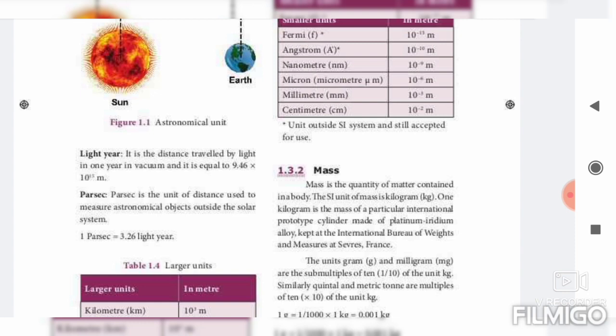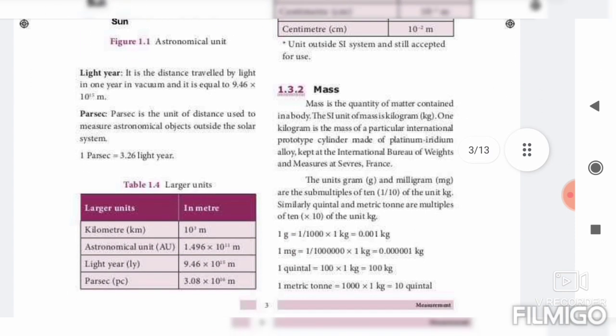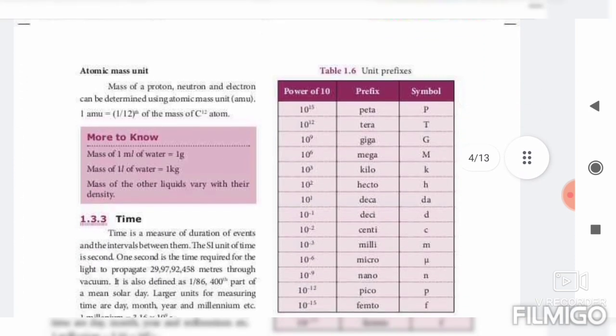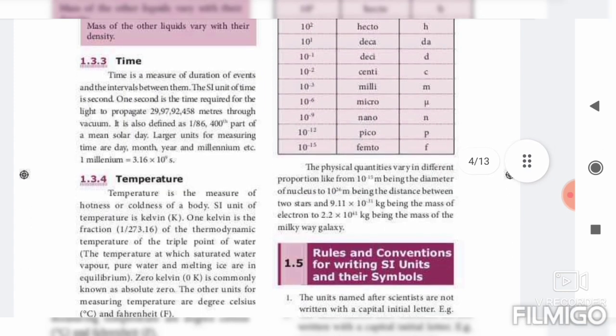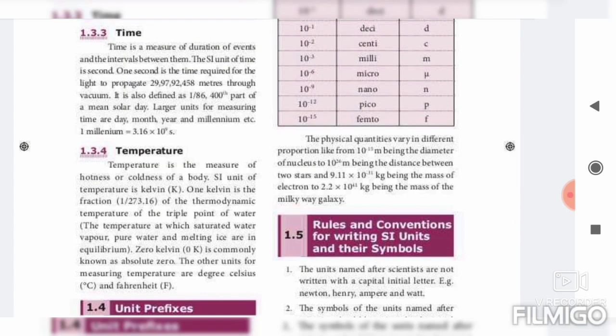The next one is mass. So mass is the quantity of matter contained in a body. What is the SI unit of mass? Kilogram is the SI unit of mass. The last line says 1 metric ton. 1 metric ton equal to 10 quintal. Okay, the next, time. Time is a measure of duration of events and the interval between them. The SI unit of time is second. Okay. The next, temperature. Temperature is a measure of hotness or coldness of a body. The SI unit of temperature is Kelvin.